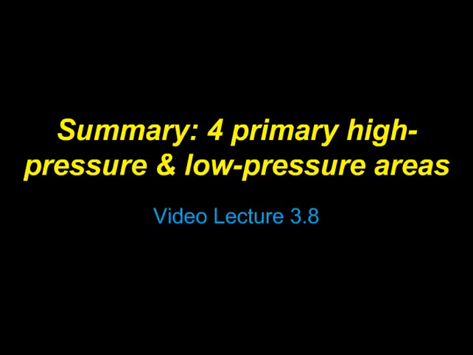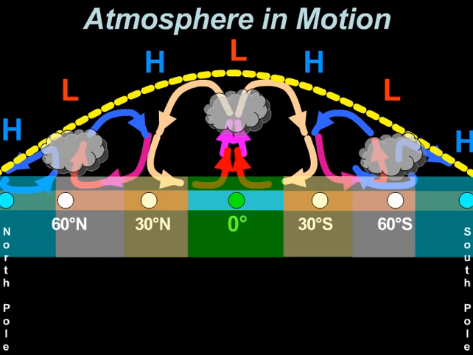Now in video lecture 3.8, we're going to put it all together. This here is a summary of our various high pressure and low pressure areas that predominate throughout the year. So along the equator we have that low pressure, getting closer to the 30 degree north, 30 degree south area, you have the high pressure, the drier conditions.